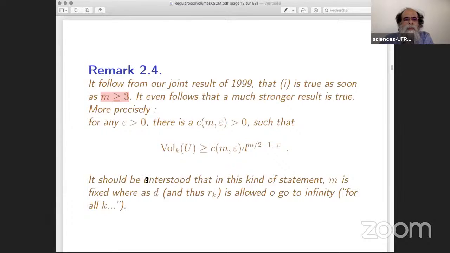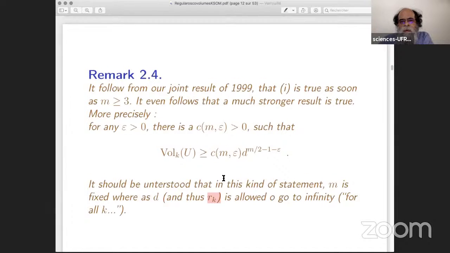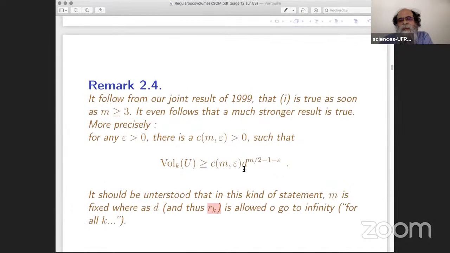So these statements are very strong if m is fixed and d goes to infinity and thus Rk goes to infinity. But as soon as you allow m to also vary close to Rk, well, it doesn't say anything because, in fact, the constant Cm also depends on d and could go to 0 faster than d to the power m over 2. So this is the whole point.